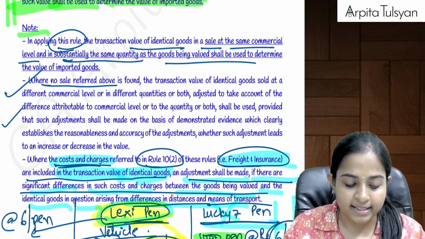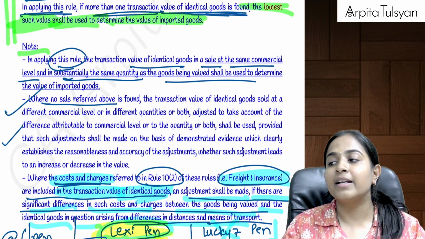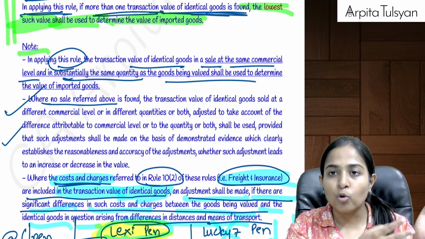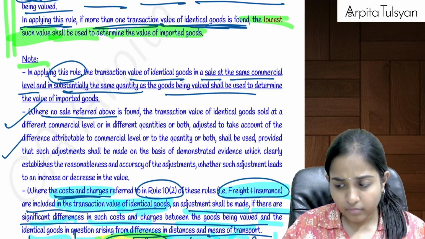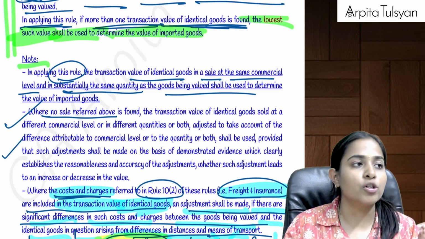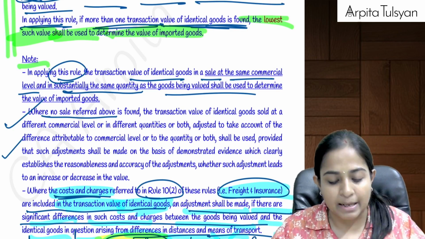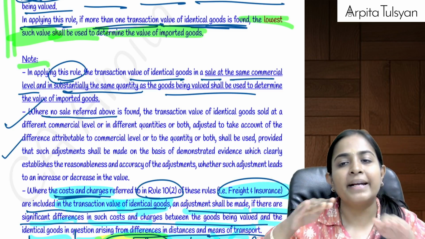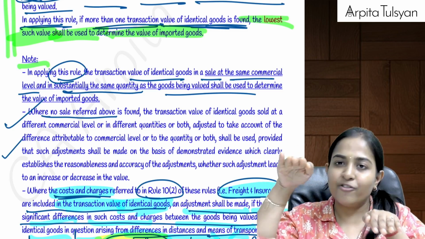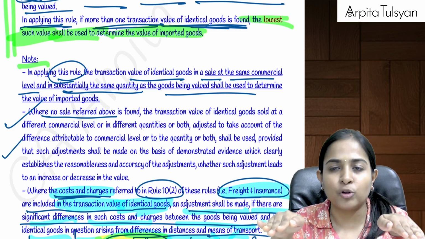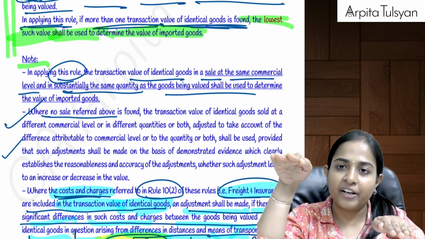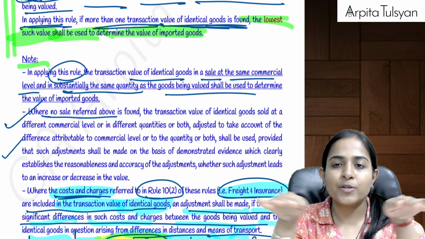Okay, but then in the interpretative notes, that is in rule number 13, they have told us that suppose there is no transaction value of identical goods found at the same commercial level or substantially the same quantity. No problem, take it at a different commercial level. If you do not have it at the same commercial level, we are left with no option. Then take it at a different commercial level, but adjust it so that both of those become comparable.